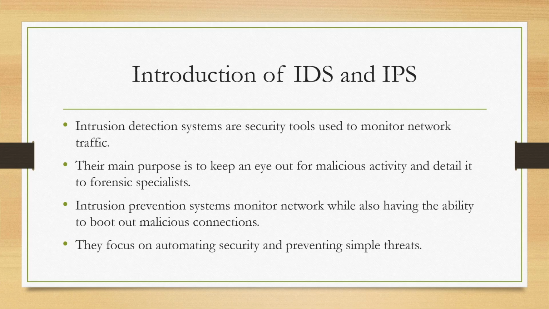And on the other hand, we have an intrusion prevention system, which is a step up from an IDS. They monitor traffic as well, but they also have the ability to shut down any malicious connections or suspicious traffic. This helps automate security by letting simple threats be handled by an IPS, and a security team can then focus on more complex issues or stuff that can't really be handled through automation.